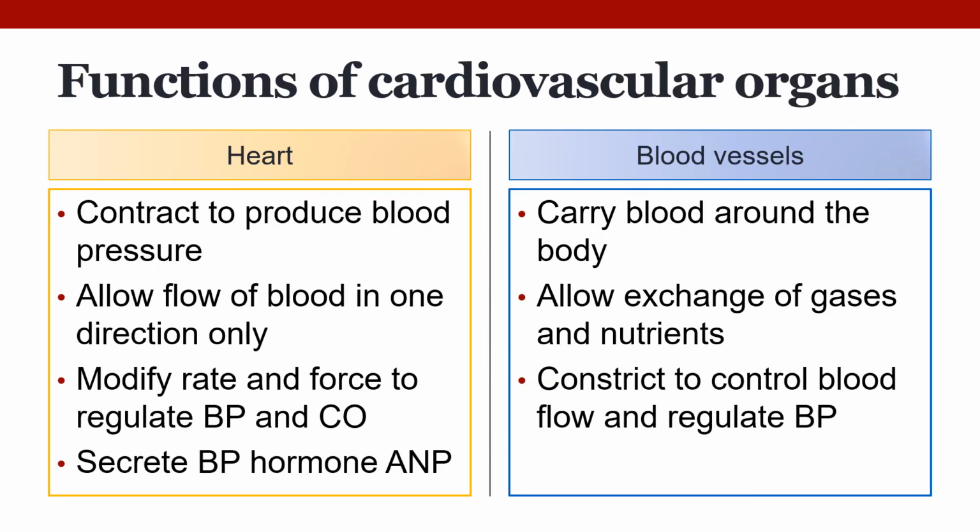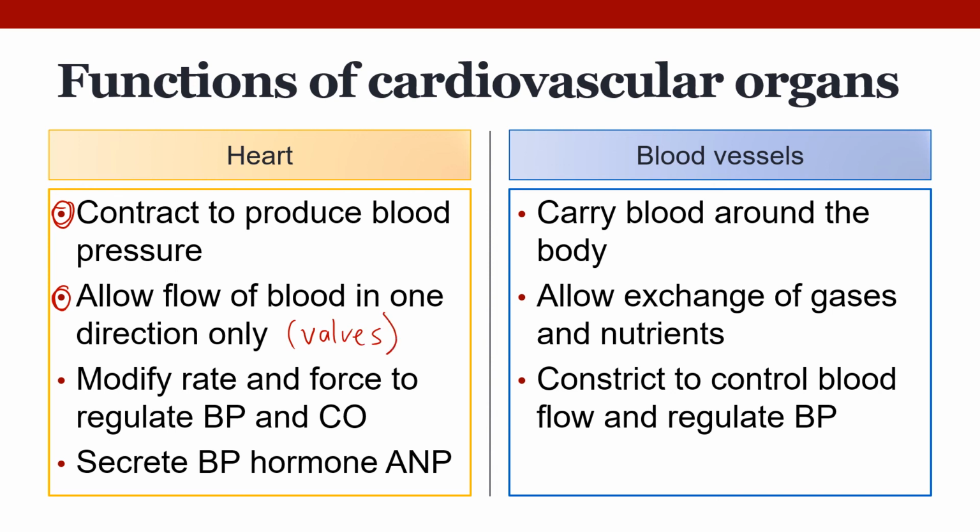Okay. Last but not least, the functions of the cardiovascular organs. The heart has to do basically four major things. Its major job is it has to contract to produce the blood pressure that causes the blood to flow. A secondary part of that is it has to allow the flow of blood in one direction only. And as a result, the heart has these very important structures called valves.